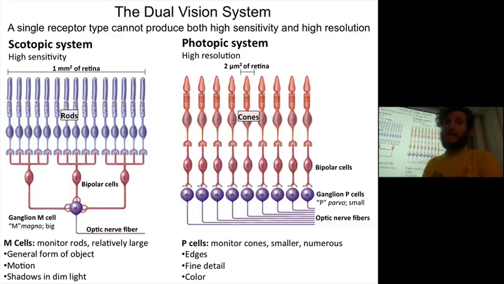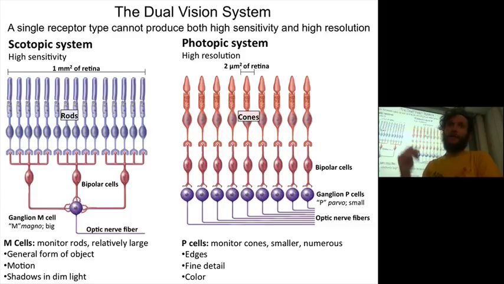There's the scotopic system. And I've already sort of said this earlier in this lecture. This is a high sensitivity, low light system composed of the rods. So you can think of this as a large receptive field. When we were talking about receptive fields in sensory neurons, like the back versus the fingertip. All right, so this is a large receptive field. You see here it's approximately a square millimeter of retina. That doesn't seem big, but it's huge.